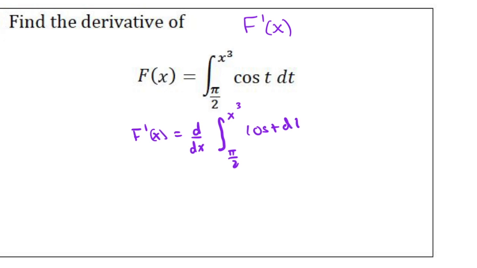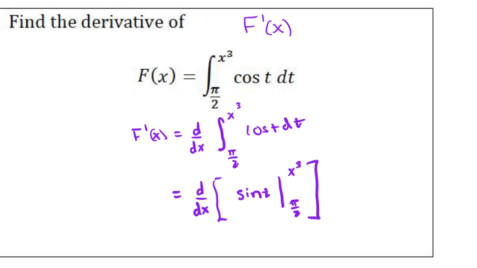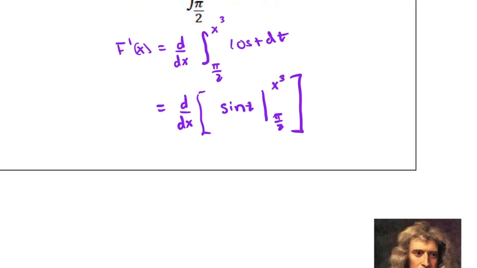But you know that the antiderivative of your cosine function is going to be equal to your sine function. You just demonstrated that on the last problem. So we now have the sine of t, but it's going to be evaluated from pi over 2 to x to the third. So following the order of operations, do your substitution next. You will end up with your sine of x cubed minus the sine of pi over 3.